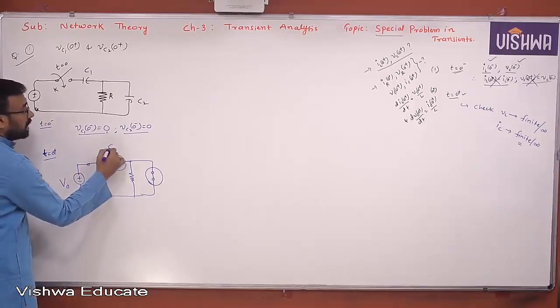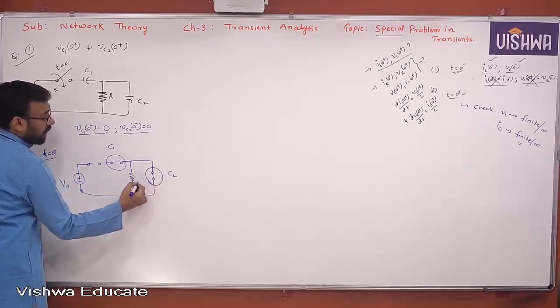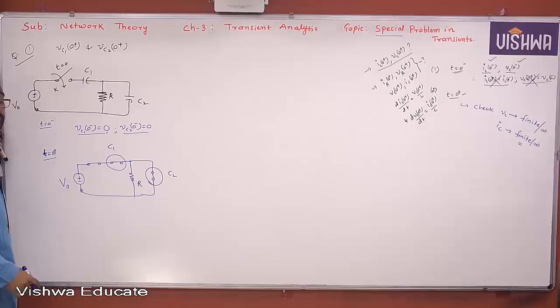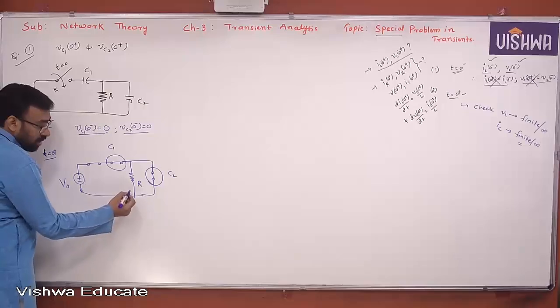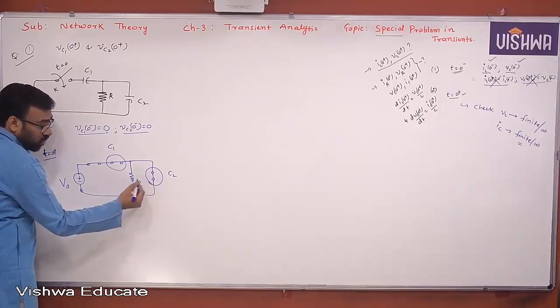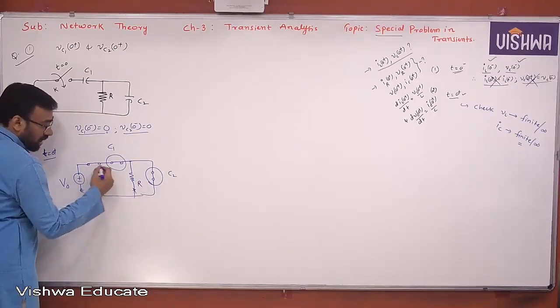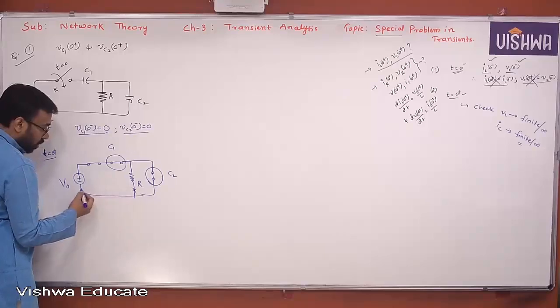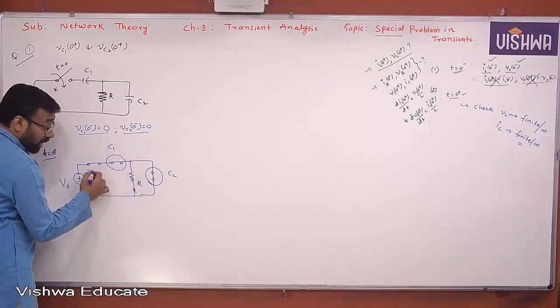V0, this is C1, this is C2, and this is capital R. Now closely observe this network. You will understand a very interesting point: this can be neglected because it is shorted. Now C1 and C2 are acting like a short circuit.